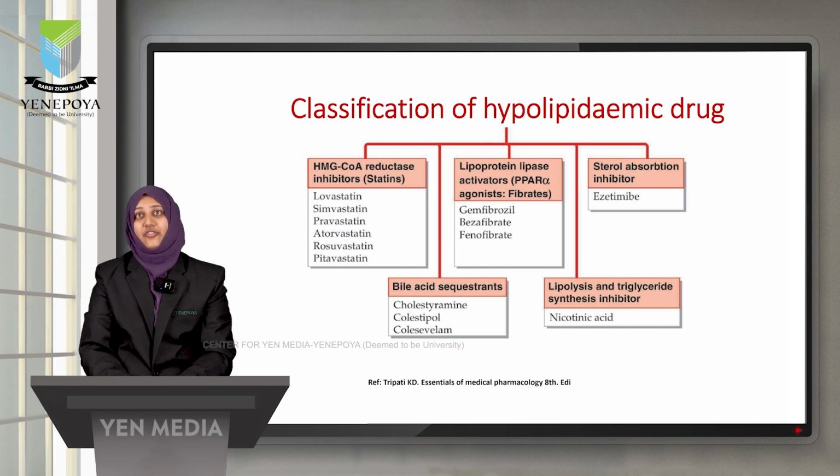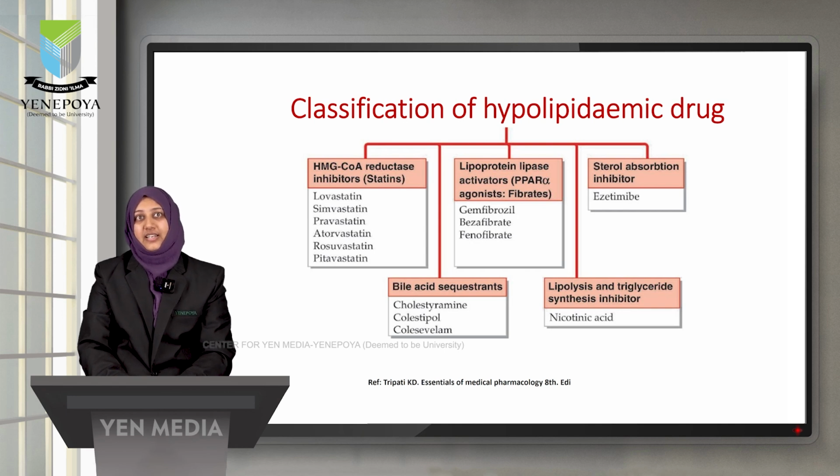Classification of hypolipidemic or anti-hyperlipidemic drugs. These are classified into 5 different types, that is HMG-CoA reductase inhibitors, which are also called statins, and in this session I am going to discuss that. Next is bile acid sequestrants, next lipoprotein lipase activators, lipolysis and triglyceride synthesis inhibitor. Now, the last one is sterol absorption inhibitor. You can see there are different examples for each and every type.